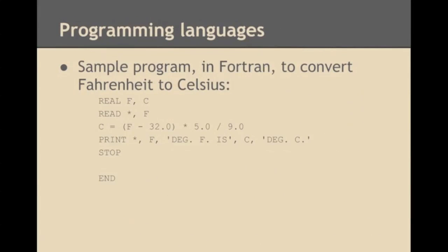So here's a sample. This is in the programming language called Fortran, and it converts a temperature in degrees Fahrenheit into degrees Celsius. So this says I have two real numbers, F and C. I read one, my temperature in degrees Fahrenheit, calculate the degrees Celsius, and then print out the result. So this is much more readable than even the assembly language was, which is nice. So high-level languages are where we're at.